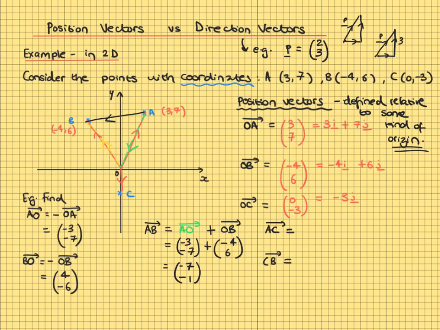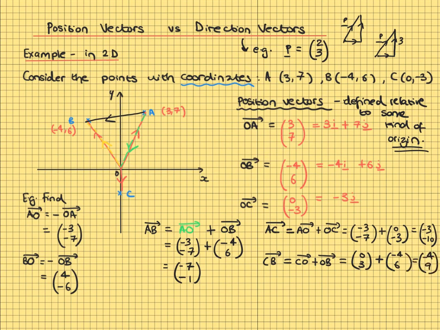So you should have found that the vector AC is the vector AO plus the vector OC, which is negative 3, negative 7, plus 0, negative 3, which comes out to negative 3, negative 10. And the vector CB is the vector CO plus the vector OB, which is equal to 0, 3, plus negative 4, 6, which comes to an answer of negative 4, 9. Now, what would you do if you were straight away then asked to write down the vector BC? Well, you should remember that that's the negative of CB.